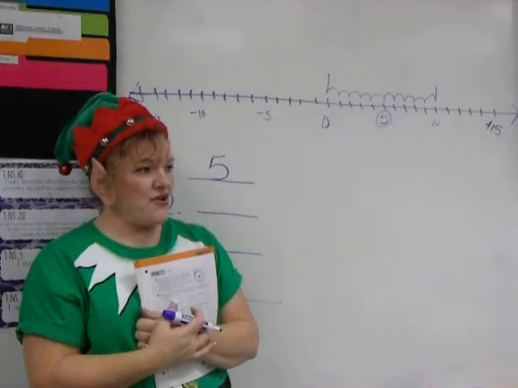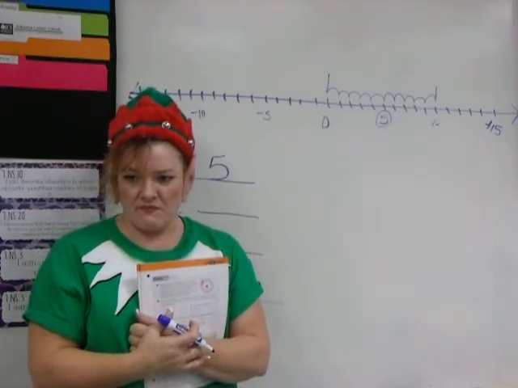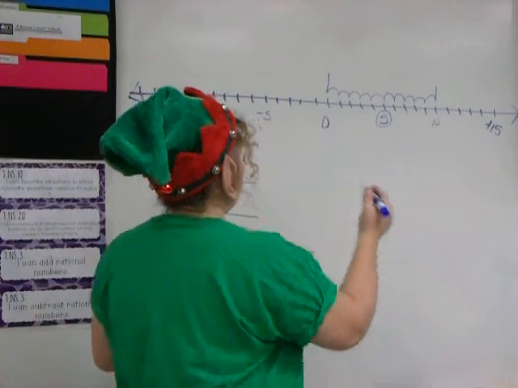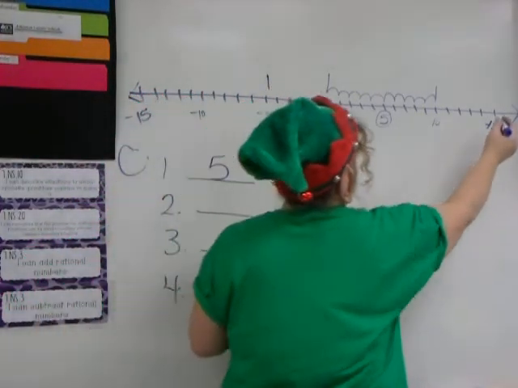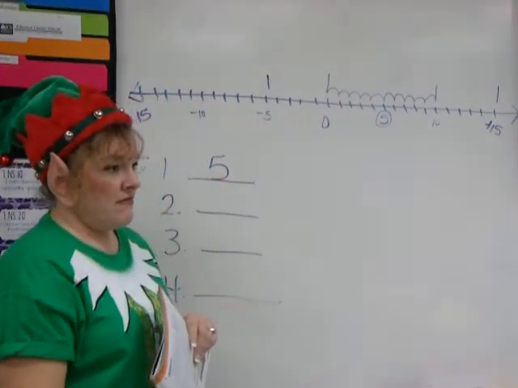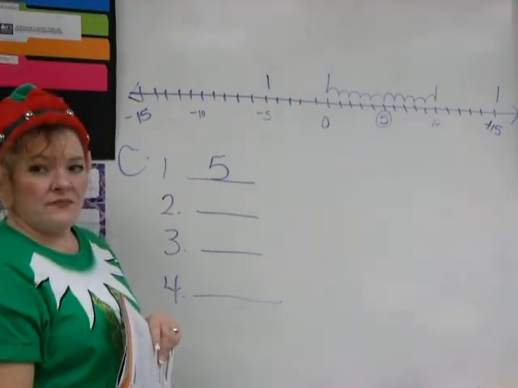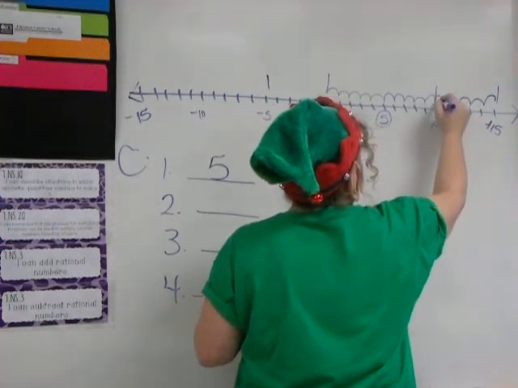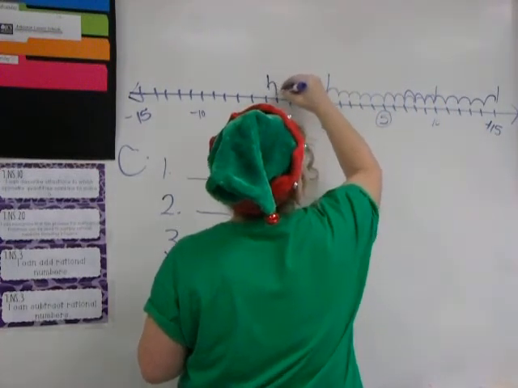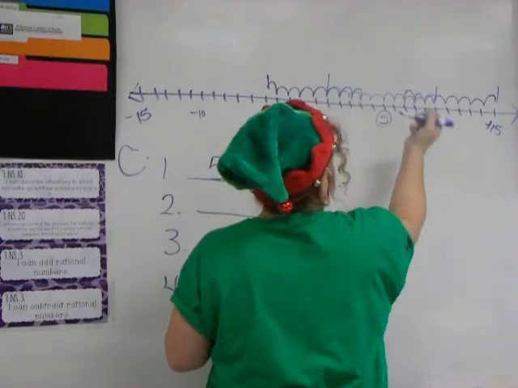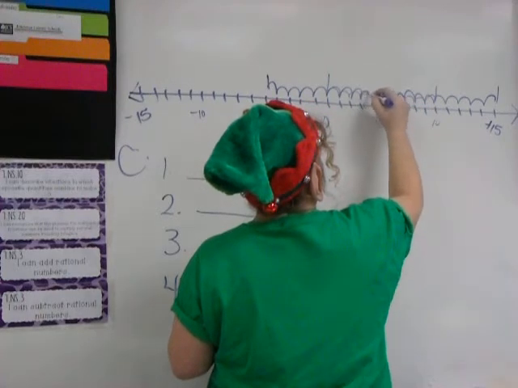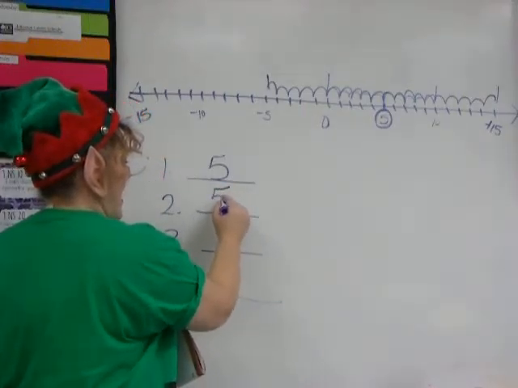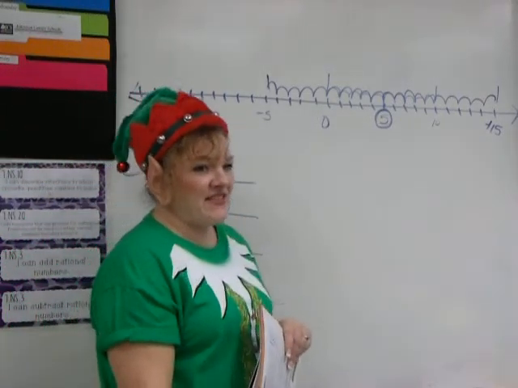Any questions about how to use the number line to do that? Number 2, between negative 5, which is here, and positive 15, which is here. 1, 2, 3, 4, 5, 6, 7, 8. I can go more. Again, I'm at positive 5, and I have used my number line to find that halfway mark.